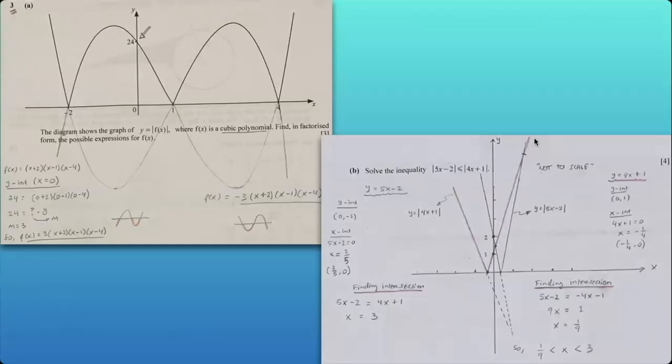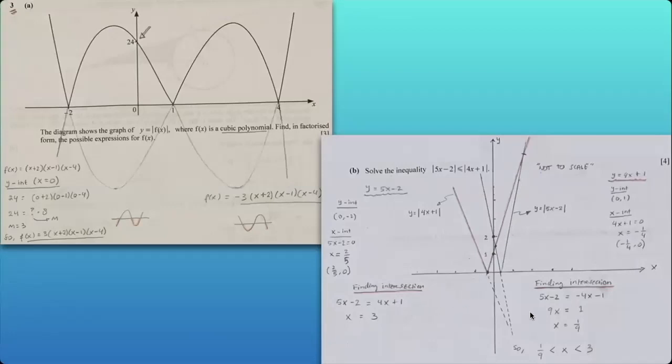Okay. So what we want is this section here, where the absolute value of 4x plus 1 is greater than the absolute value of 5x minus 2. So let's find these two intersections, right? To find the intersection, let's equate both functions, but taking off the modulus notation, and we shall get x is equal to 3.